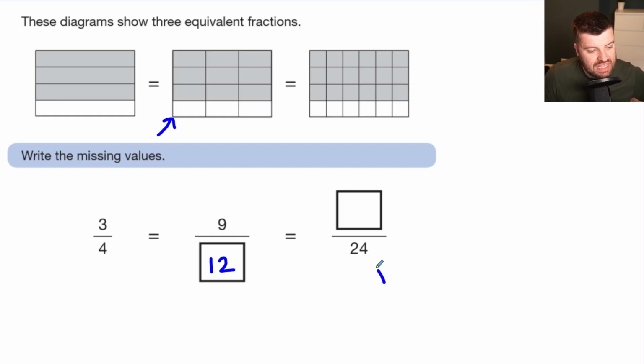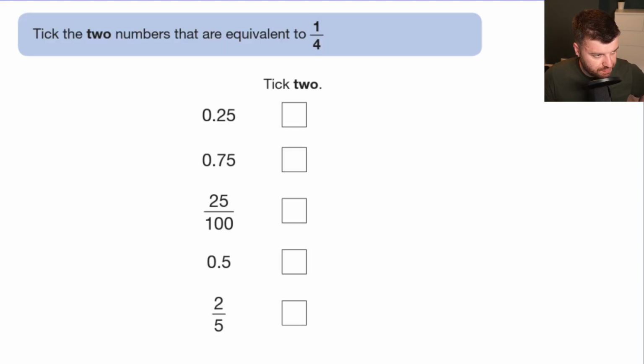Up here, we're given the denominator, there are 24 parts in total. We need to know then the numerator is how many of those are shaded. There are 6 in each row. So this is 18. Nice, simple equivalent fractions there. If you get an equivalent fraction question and it shows you the pictures, use them. I promise you, very useful.